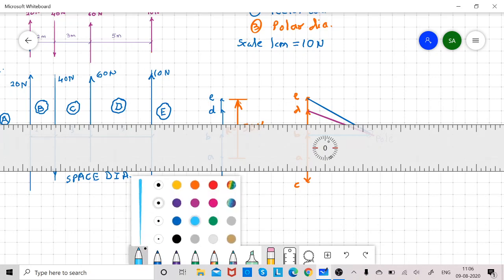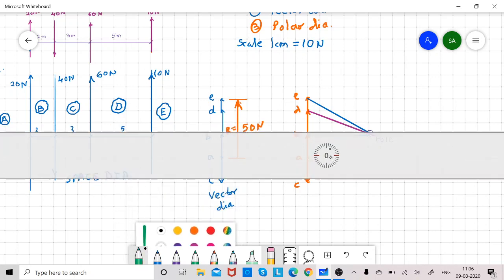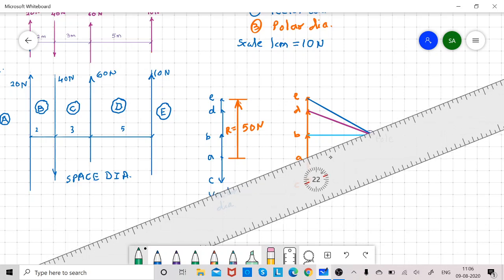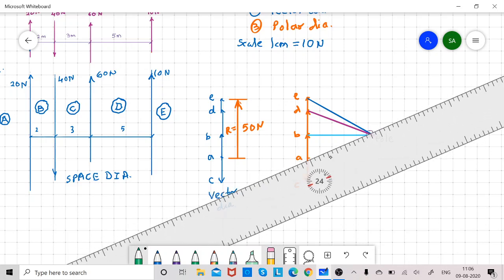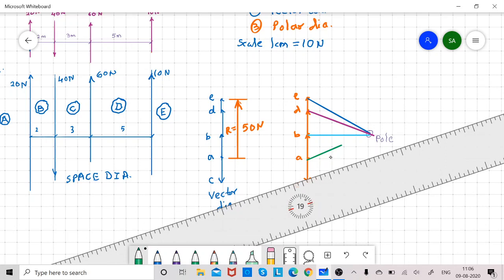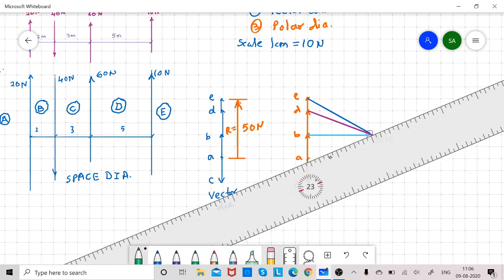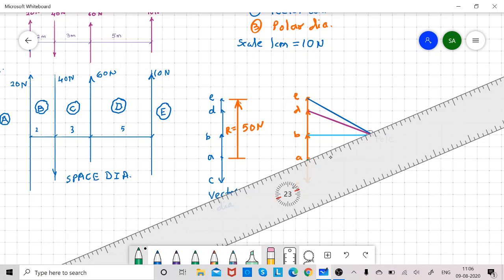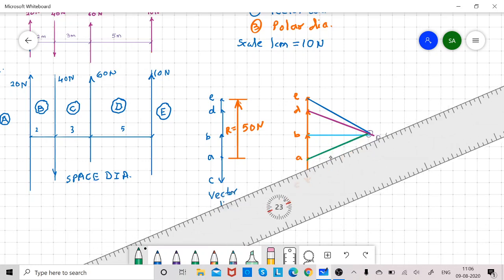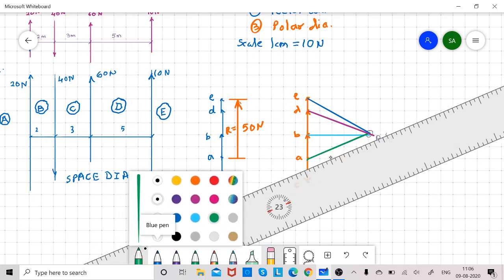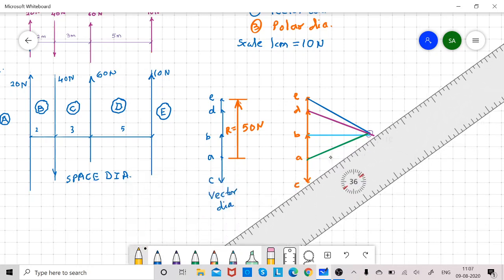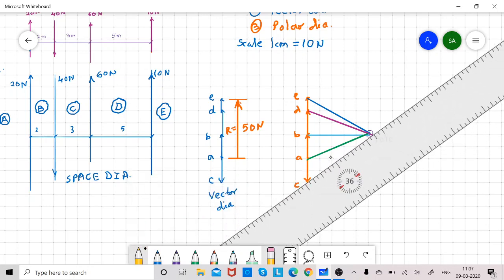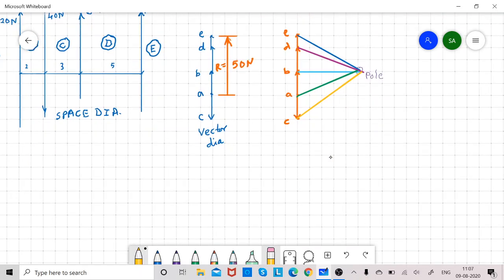Joining all the points on this diagram with the pole. This is known as the polar diagram.